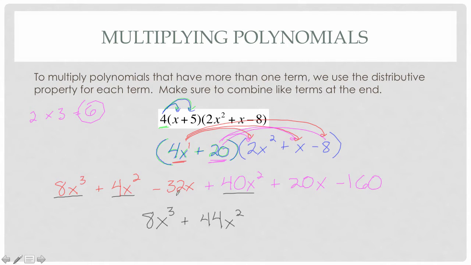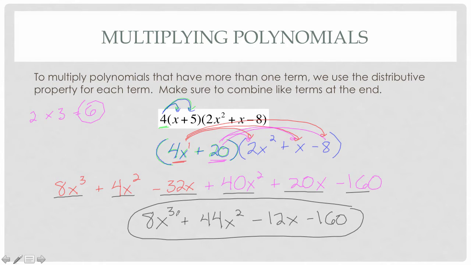Now I've got my x to the first power terms. I've got a minus 32x and a plus 20, that's negative 32 plus 20. Those are going to combine to be more negative. It's going to combine to be negative 12x. And finally, I got my constant term at the very end of negative 160. So our final result is a polynomial with 4 terms with a degree of 3 and a leading coefficient of 8. There we go. We multiplied all that together using the distributive property.